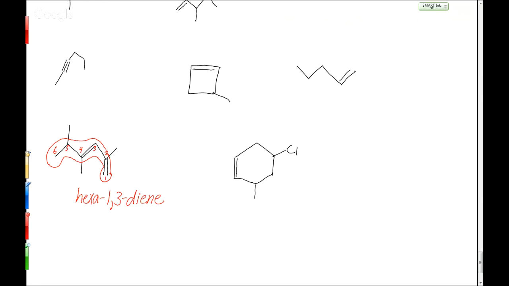double bonds. The rest of it are the 3 methyl groups on 2, 4, and 5. So I'm not gonna have enough time or room here, but 2,4,5-trimethylhexa-1,3-diene would be the full name of that molecule.